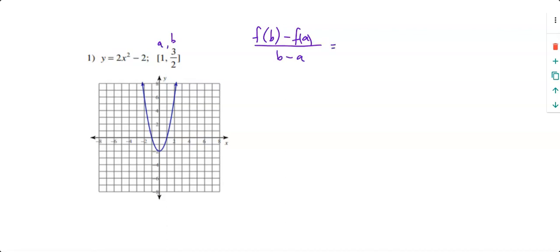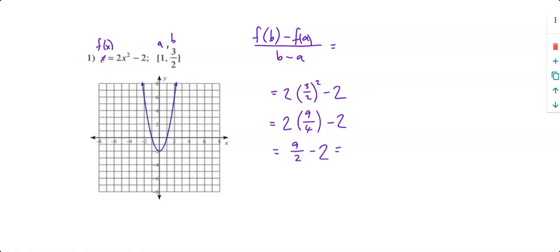Alright, so let's evaluate f of b, and we can change this to f of x. F of b is going to be equal to 2 times 3 over 2 squared minus 2, and that equals 2 times 9 over 4 minus 2, and that equals 9 over 2 minus 2, which is 5 over 2. So f of b is going to be 5 over 2.